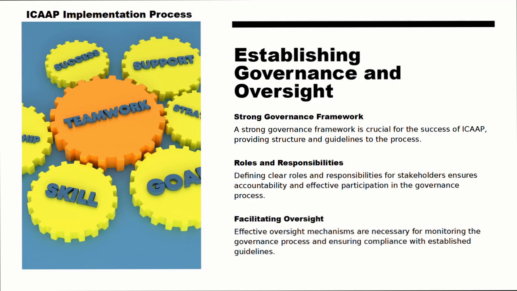ICAAP implementation process, establishing governance and oversight. Strong governance framework. A strong governance framework is crucial for the success of ICAAP, providing structure and guidelines to the process. Roles and responsibilities. Defining clear roles and responsibilities for stakeholders ensures accountability and effective participation in the governance process. Facilitating oversight. Effective oversight mechanisms are necessary for monitoring the governance process and ensuring compliance with established guidelines.